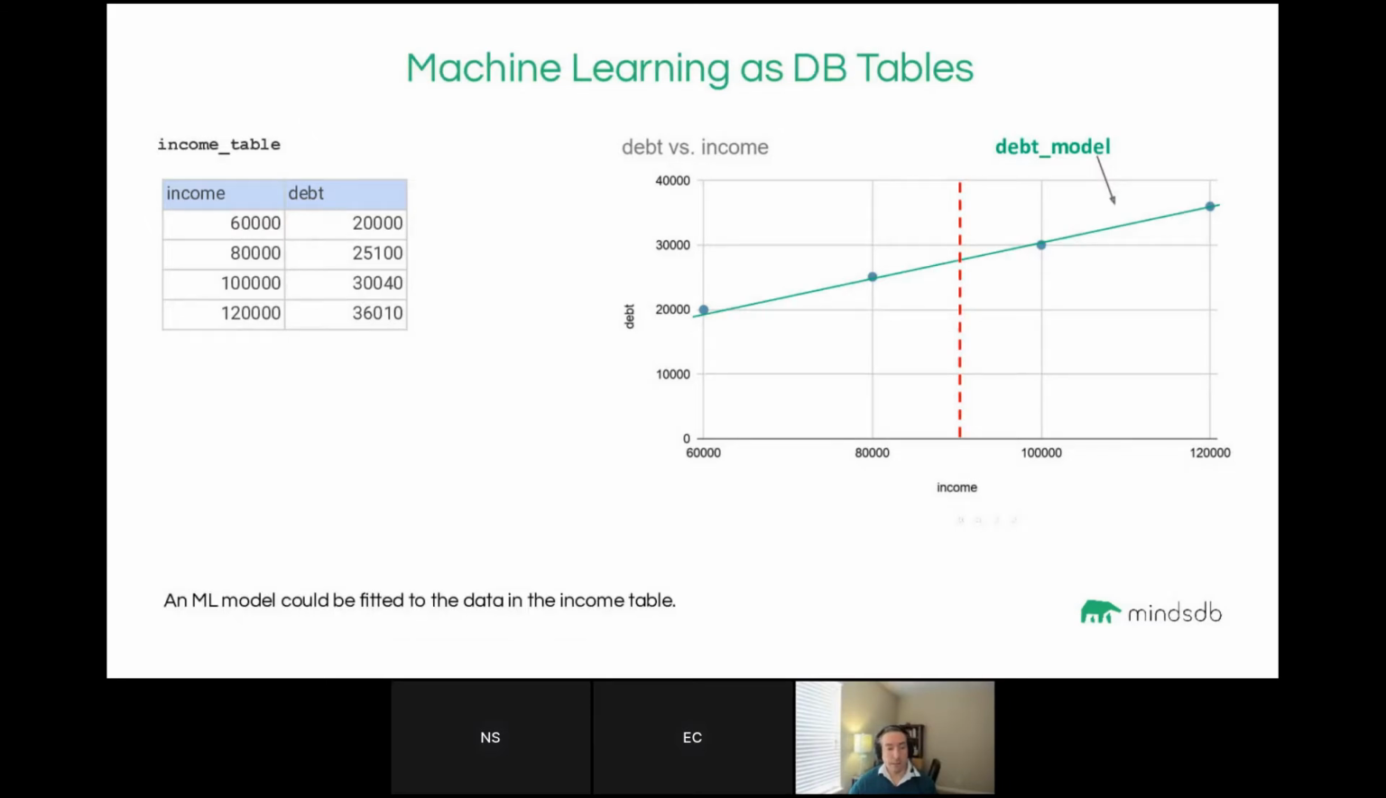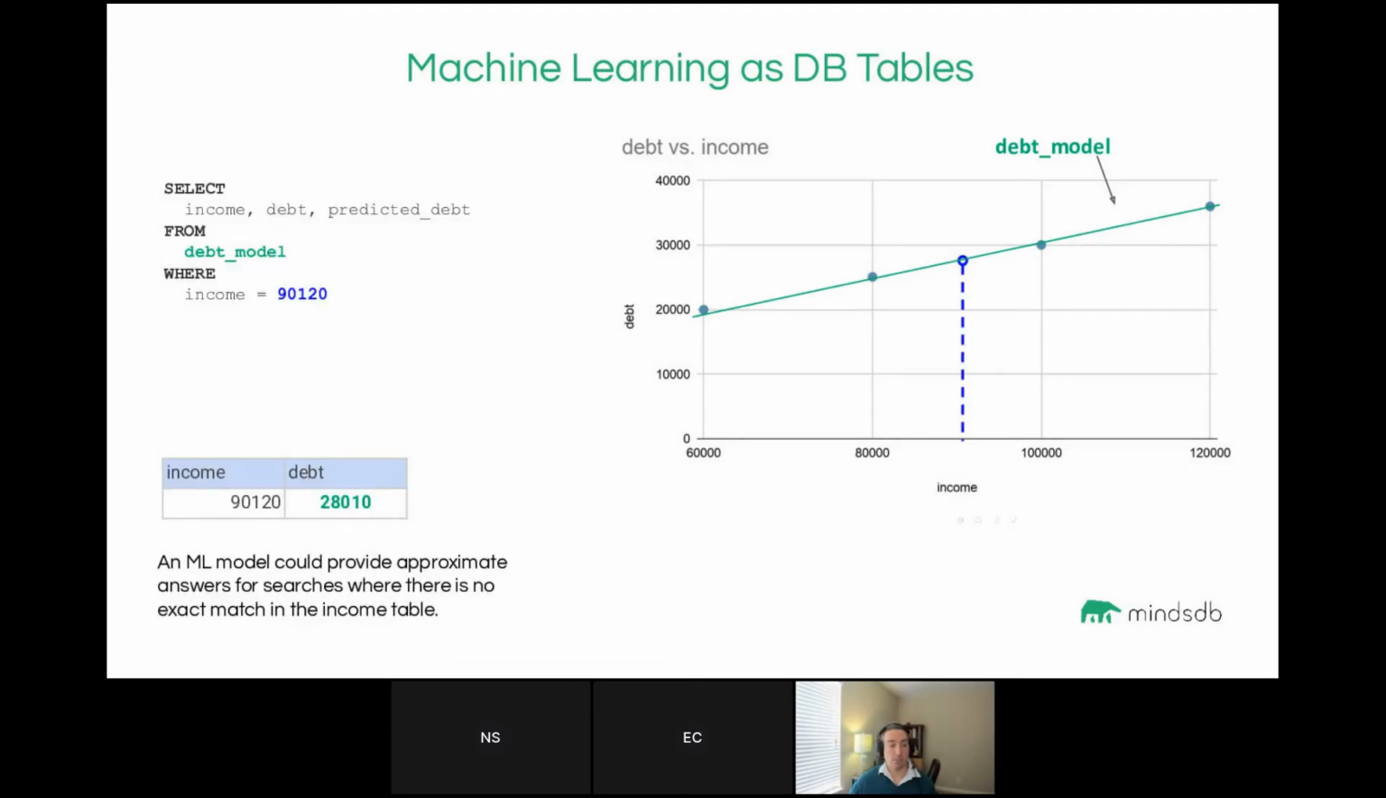With MindsDB, what happens is you can fit a debt model to the income, and this can be made available as an actual table in your database. So then you train your machine learning model in MindsDB on the debt and income model. And then when you do a query, it returns an actual predicted result for you. So it's really that simple.